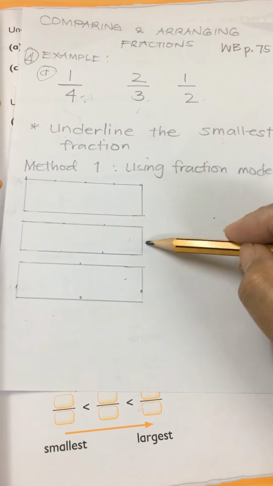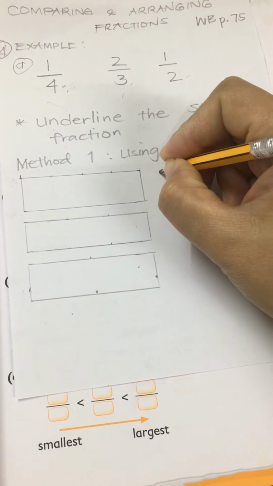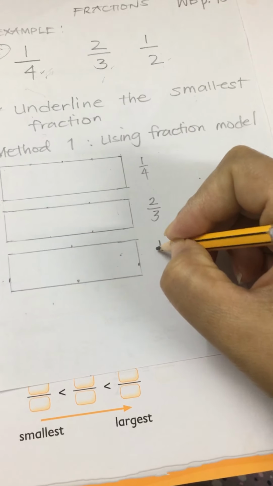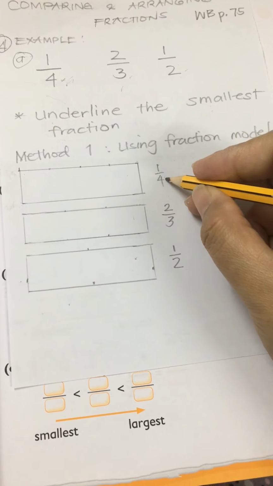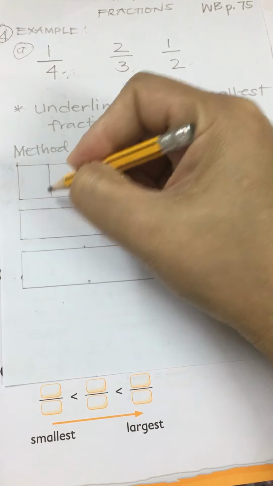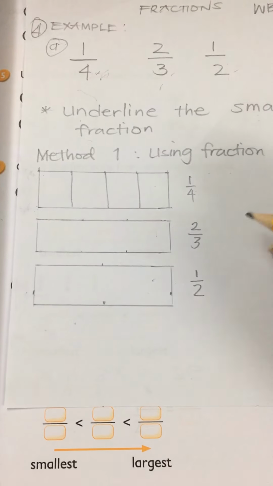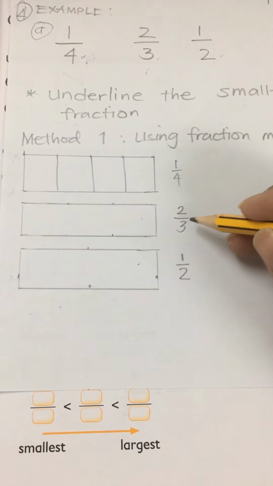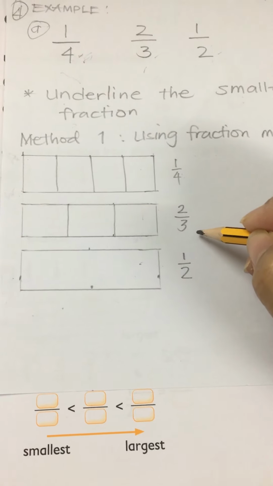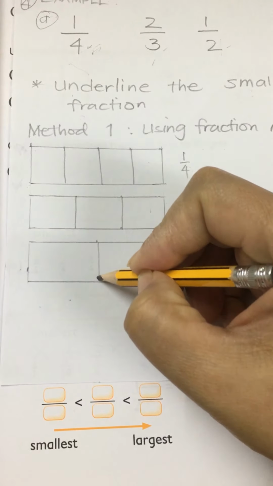For example, we have here three rectangles. The first rectangle is for 1/4. Let's write here 1/4, and then here is for the 2/3, and then the last one will be for the 1/2. Since this is 1/4, the denominator is 4, so we need to cut or divide it into 4 equal parts. Make sure that you divide it equally. For the next rectangle, we have 2/3, so we need to divide it into 3 parts. And since the denominator is 2, we are going to divide it into 2 parts.